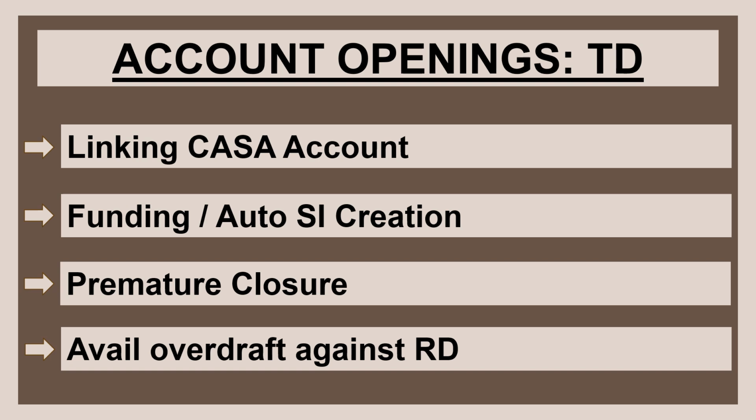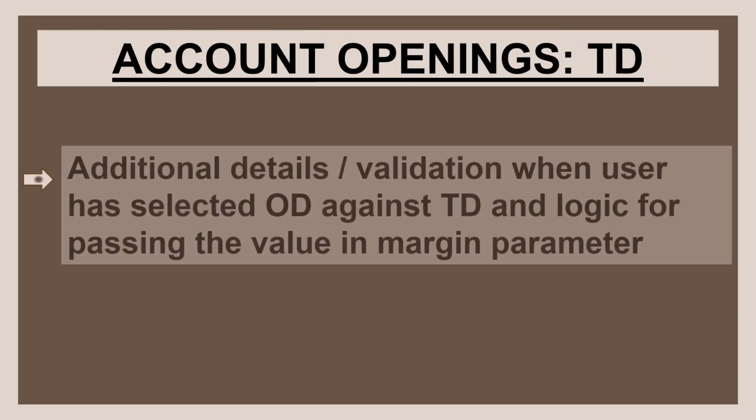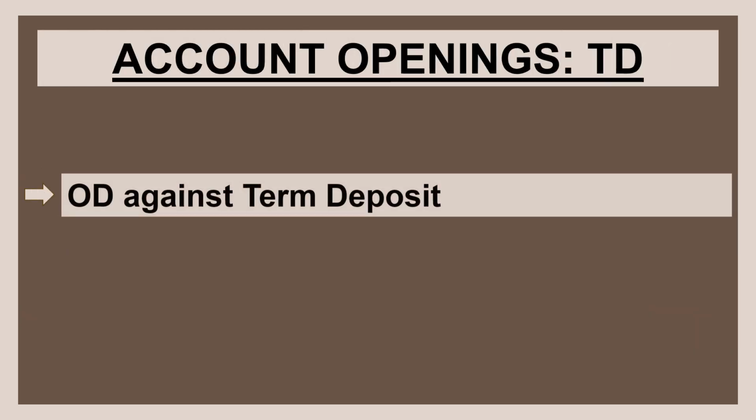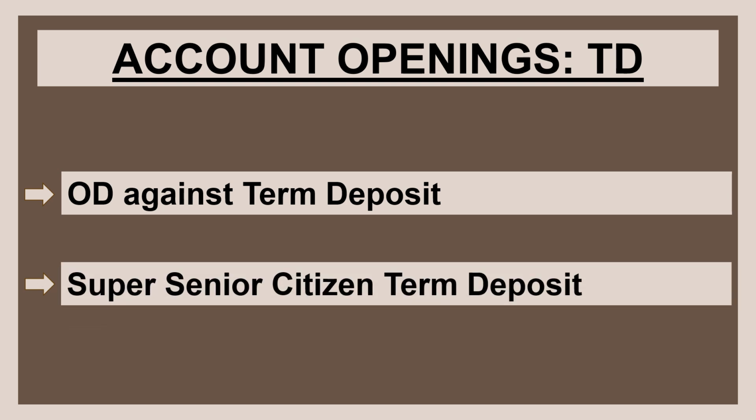linking CASA account, funding or auto SI creation, premature closure, avail overdraft against RD, additional details or validation when user has selected OD against term deposit and logic for passing the value in margin parameter. Product list to be maintained at UA. Overdraft against term deposit. Senior citizen term deposit.